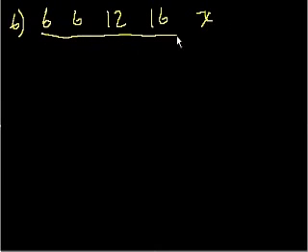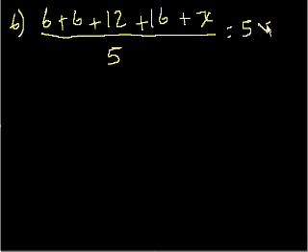So how do I average? I add up the numbers, and I divide by the number of numbers there are. So there's 1, 2, 3, 4, 5 numbers. So I divide by that. And they're saying that this average is going to equal x.